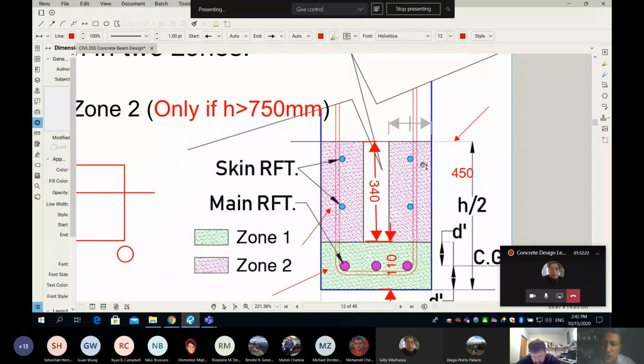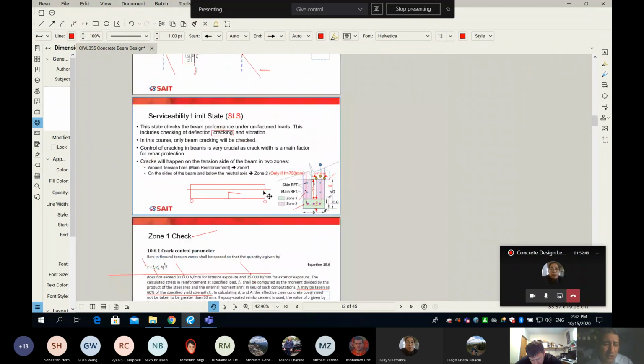And guess what? This distance is twice. You kind of mirror. You go from the face to the center of the skin reinforcement, then you mirror, which means 2 times 47.5. So you will get 95 mil. So this dimension is equal to 95. So now we know that we can find the area of the shaded part of zone number 2 by multiplying 340 times 95. Are you following so far?